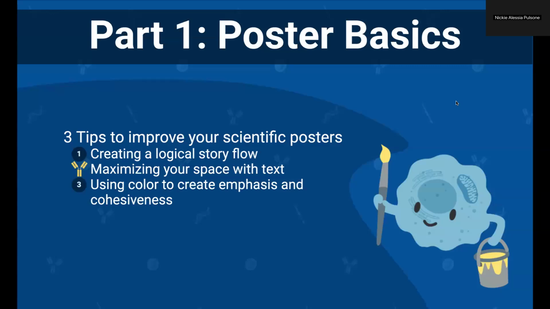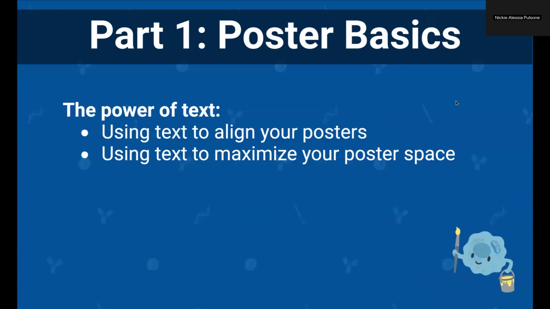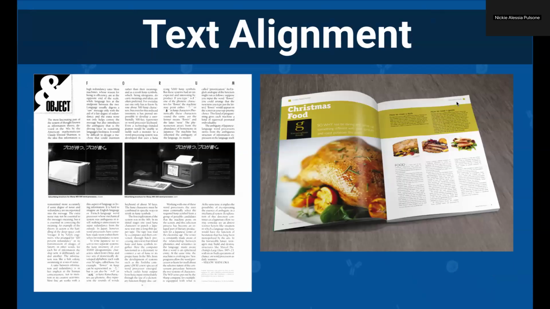So let's look at how to maximize your space with text. To really reinforce this grid design and consistent spacing in your poster, it's really important to pay attention to text alignment. You can strategically use text to create a very organized and spacious look. And you're probably thinking, what does that really mean to align posters with text? So here are two excellent examples.